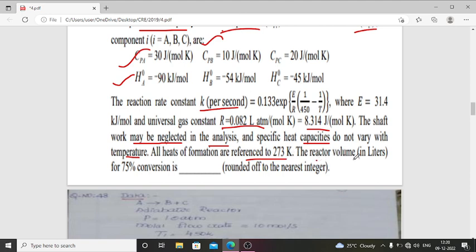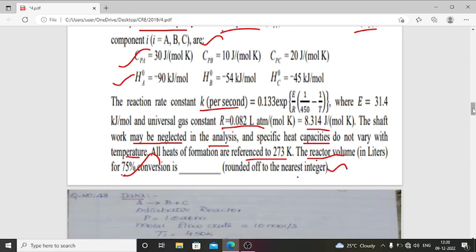The reactor volume in liters for 75% conversion is asked. So conversion is 75%. The objective of this question is to determine the reactor volume in liters. After calculating the reactor volume, we have to round off the result to the nearest integer.